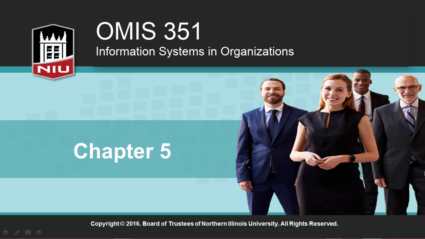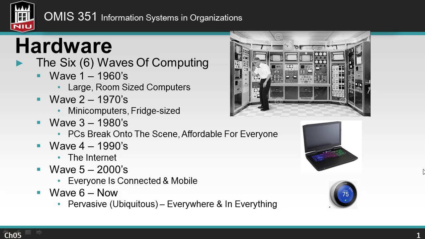Chapter 5: Information Technology and Moore's Law. The history of computing started in the 60s. First, we had large, room-sized computers. Next came mini-computers that were the size of a refrigerator. Finally, personal computers were introduced, which took computing from large organizations to the individual.